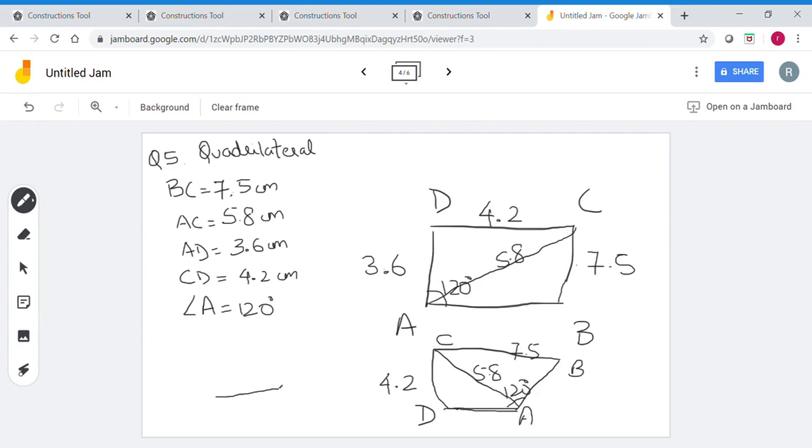At A, I will make a 120 degree angle. This is A, this is B. I know that B is on this line. Do I know the length of AB? No, so I can't find point B.